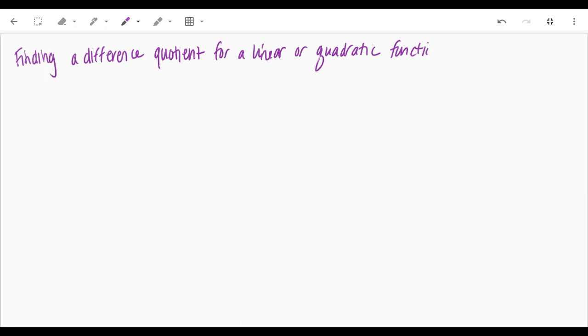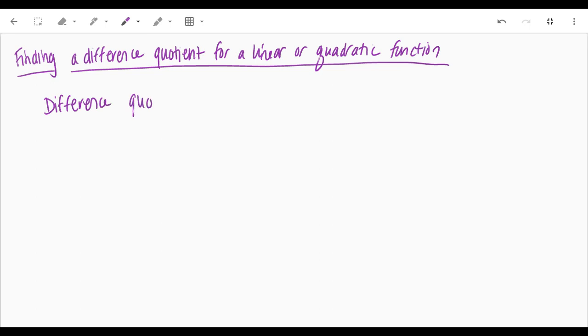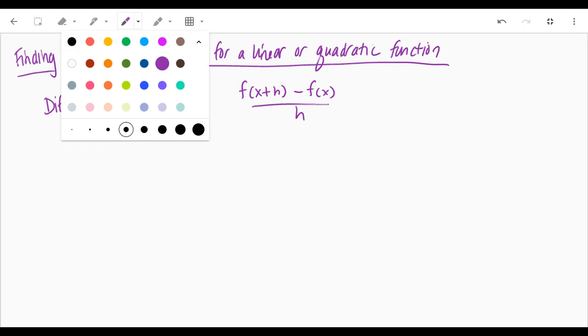And if you ever take a calculus class, you'll be like, oh, I've seen that before. Otherwise this is going to be kind of a weird concept. But your difference quotient is just f of x plus h minus f of x over h. And you simplify it as much as possible. And there's certain things that will happen for sure when you simplify these. As I go through this, I'll show you.